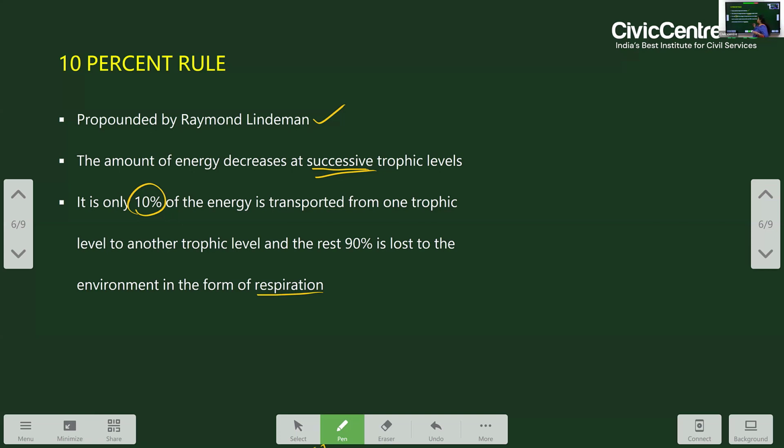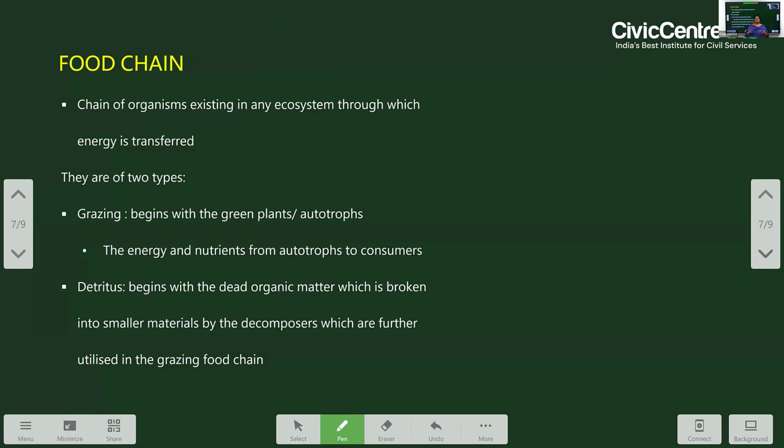From this concept, now let's understand what a food chain is. A food chain is a chain of organisms existing in an ecosystem in which the energy is transferred from one level to the other. Now, there are two types of food chains. One is the grazing food chain and the other is the detritus food chain. What is the major difference between the grazing food chain and the detritus food chain? A grazing food chain has a base of producers and autotrophs, but a detritus food chain has dead organisms as its base.